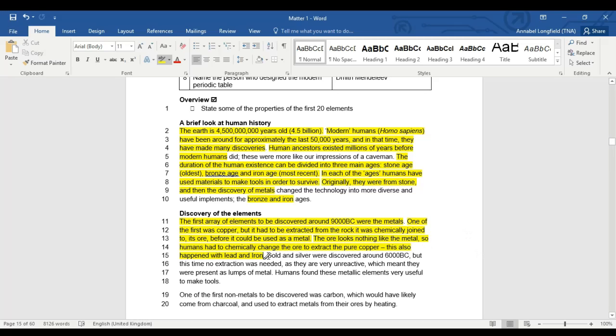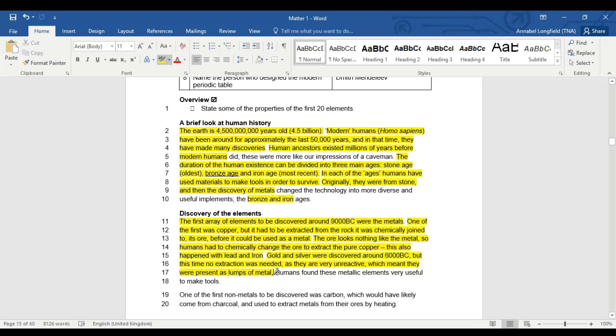Gold and silver were discovered in 6000 BC, but this time no extraction was needed, as they are very unreactive, which meant that they were present as lumps of metal. So they didn't need extracting, you could just find gold and silver as they are, because they weren't actually part of any rocks.